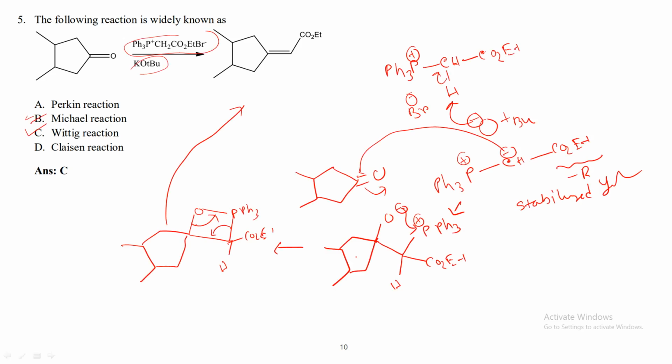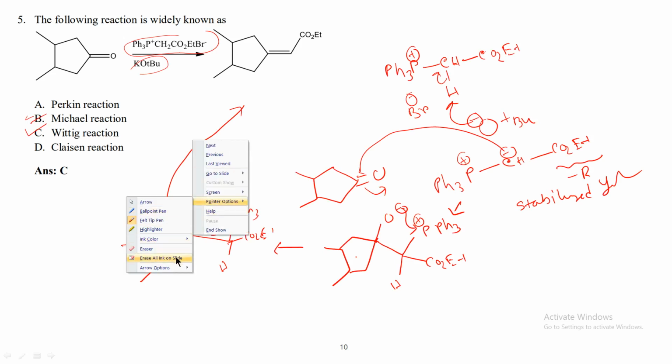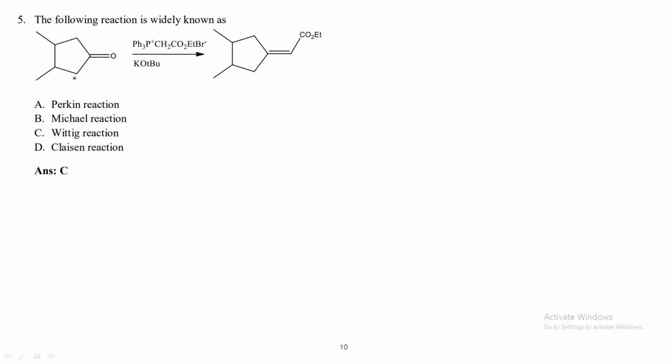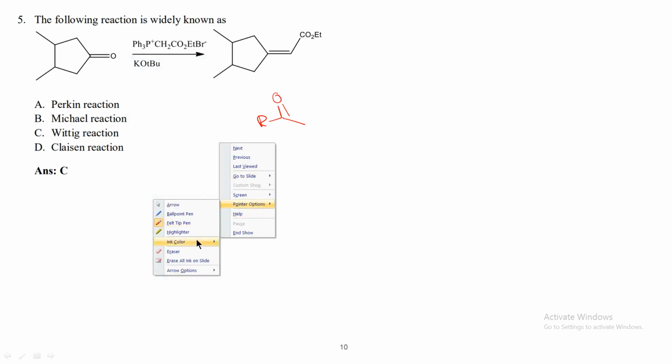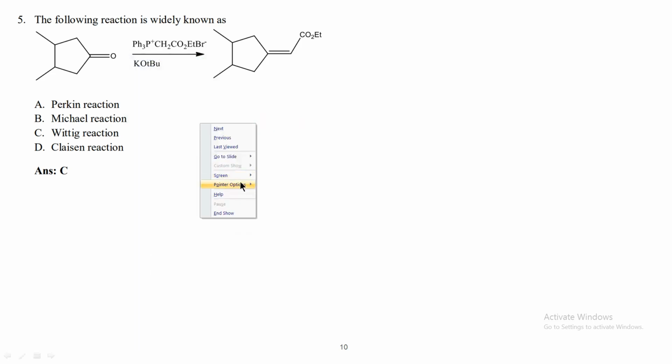And another thing is the Claisen reaction. I think all know, but let's discuss. So what is Claisen condensation? You all know. Claisen condensation is nothing but the CC bond formation in ester.